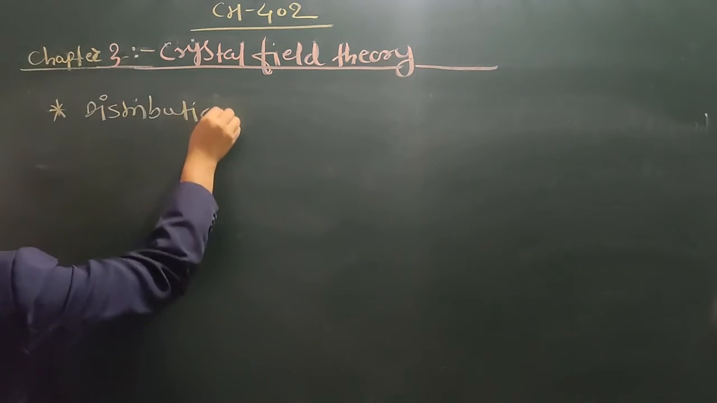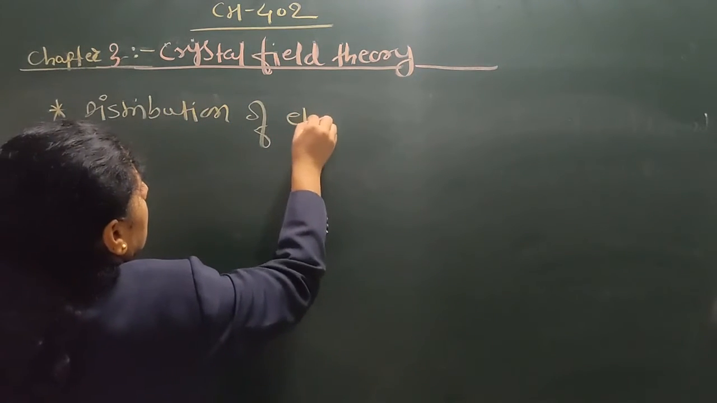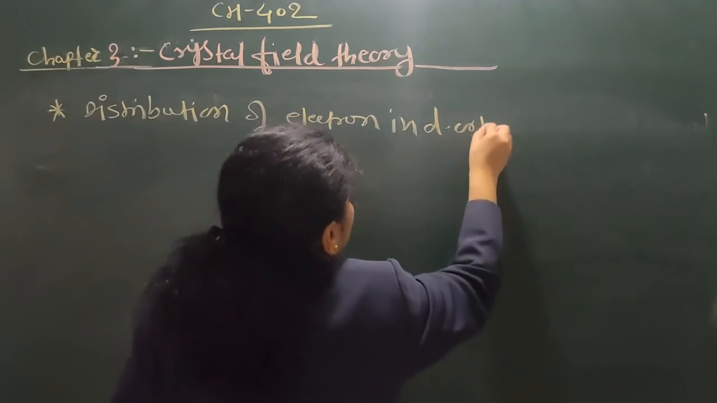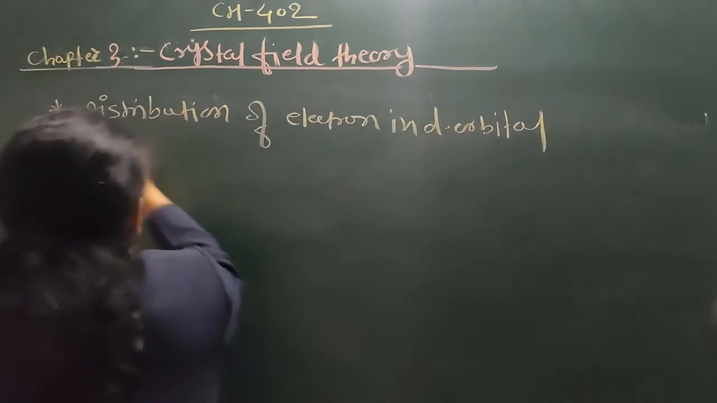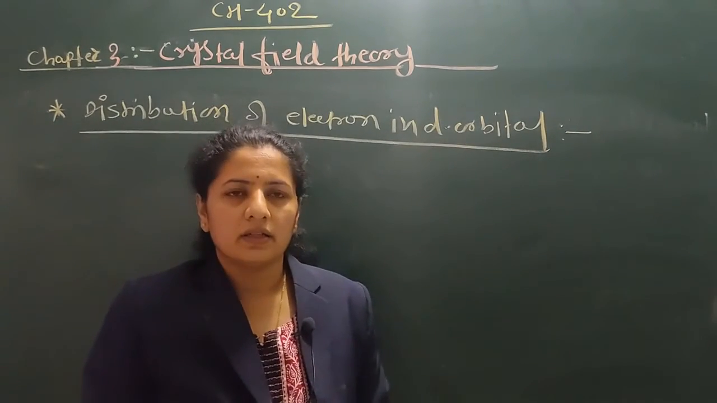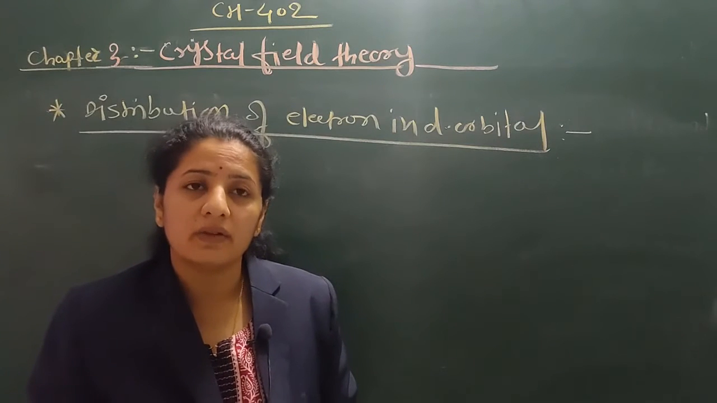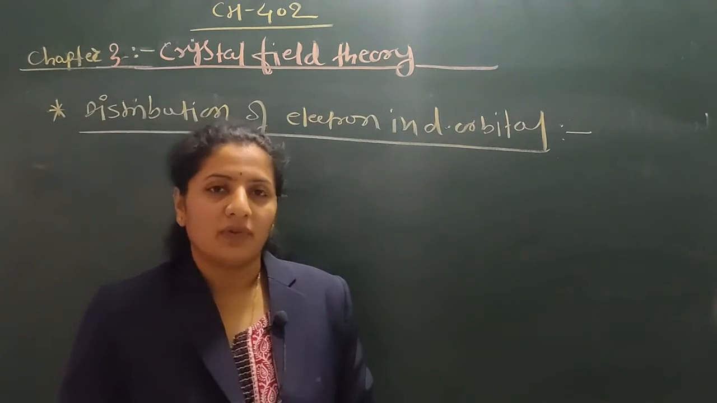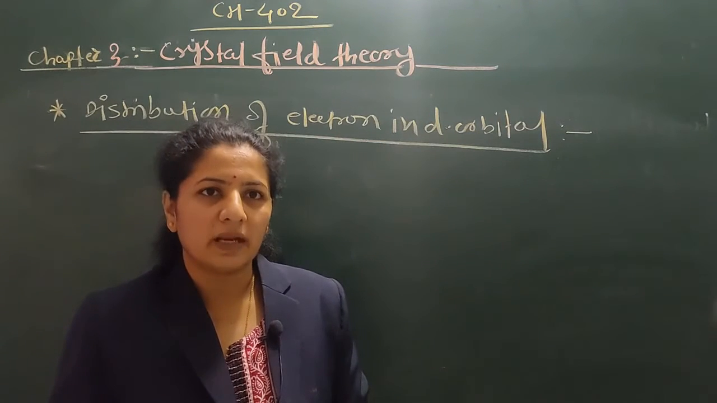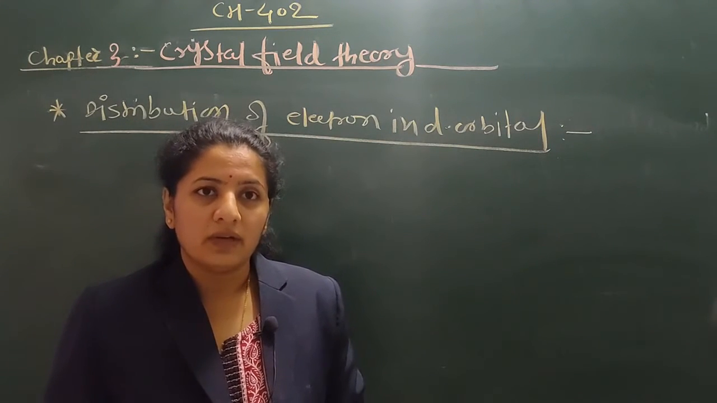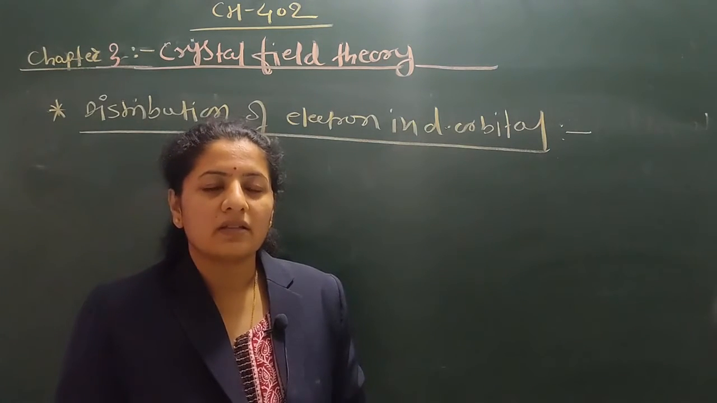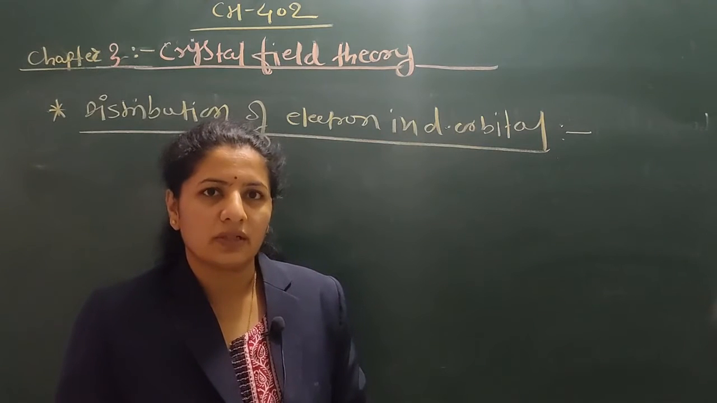Distribution of electron in the orbital. As we discussed earlier, the distribution of electrons in d orbital will depend upon the type of ligand. Whenever there is a strong field ligand, then pairing will take place, and when there is a weak field ligand, it does not pair. Before that, there are some criteria for filling the electron in the respective orbital.